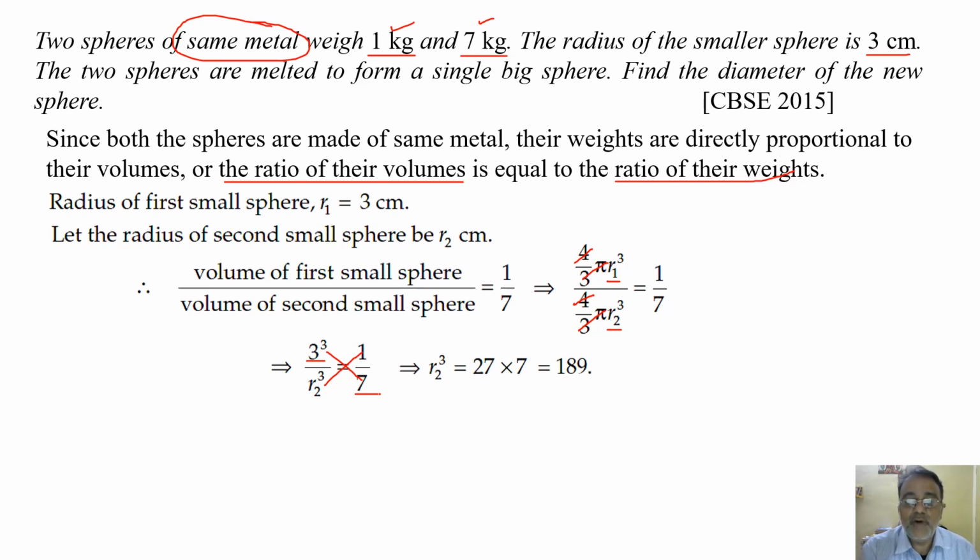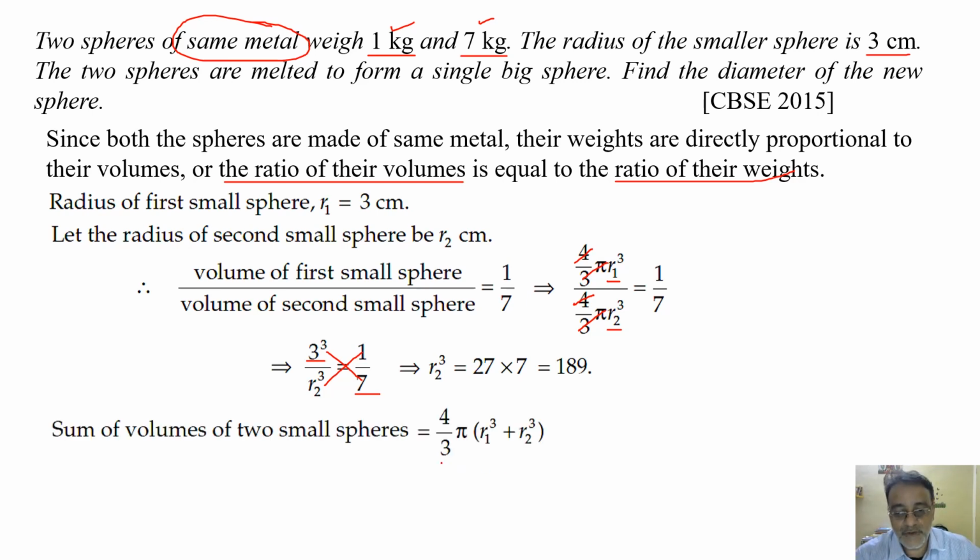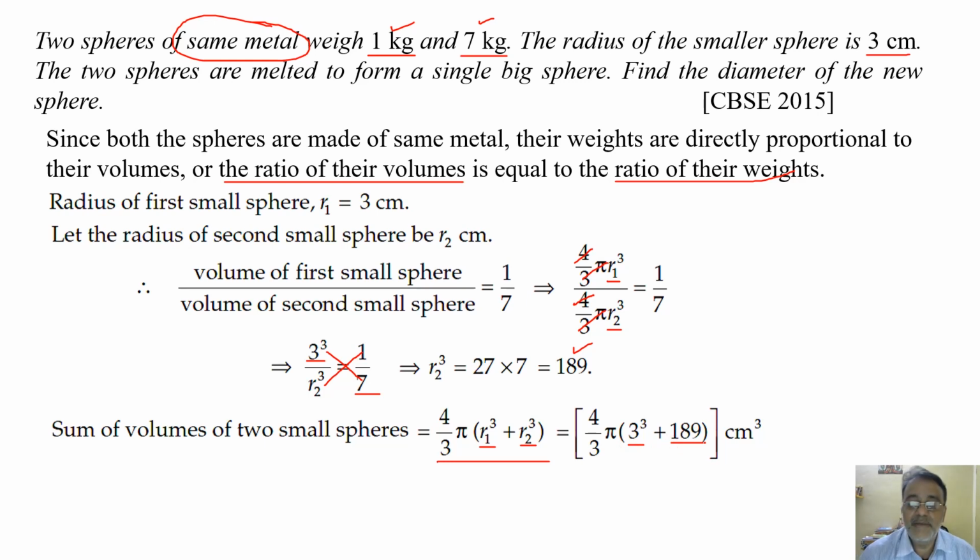Now the sum of the volumes of two spheres, because we are combining both spheres to make one bigger sphere, so we require the sum of the volumes of the two spheres. So the formula will be 4/3 pi into R1 cube plus R2 cube. This formula is clear? Yes, sir. 4/3 pi we took common. So R1 cube is 3 cube and R2 cube we already got 189, right? And we will not substitute the value of pi. So 27 plus 189 will be 216. So this is the sum of the volumes of the two small spheres.